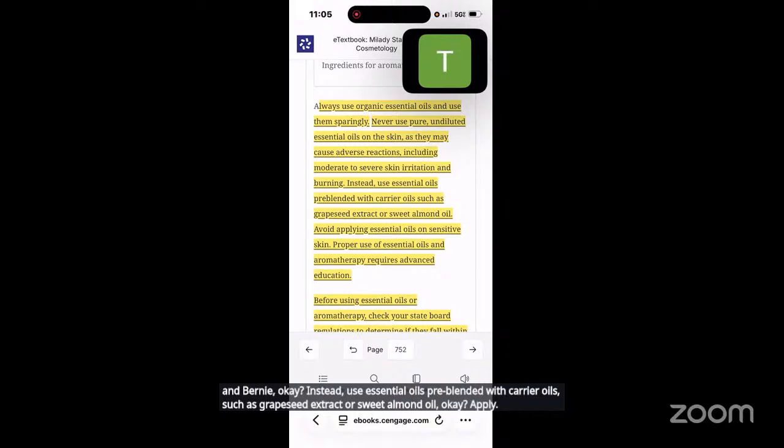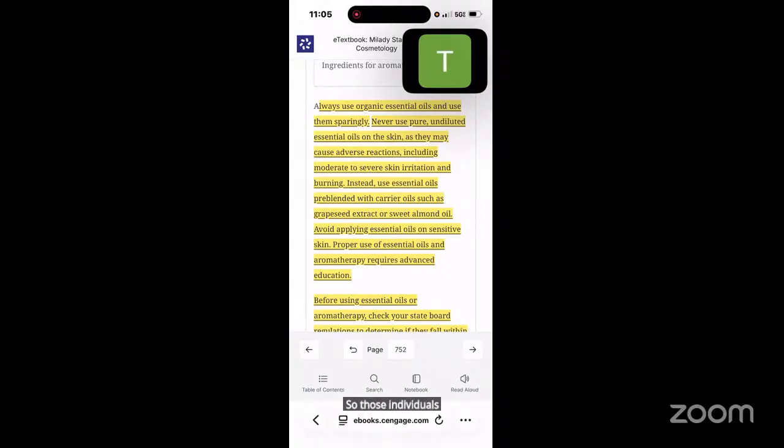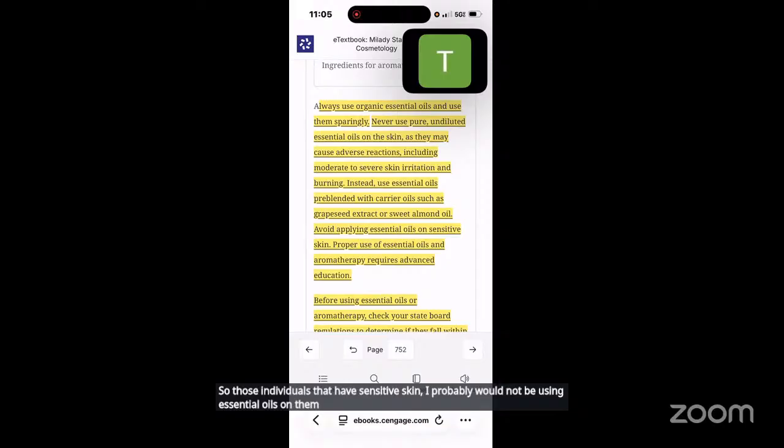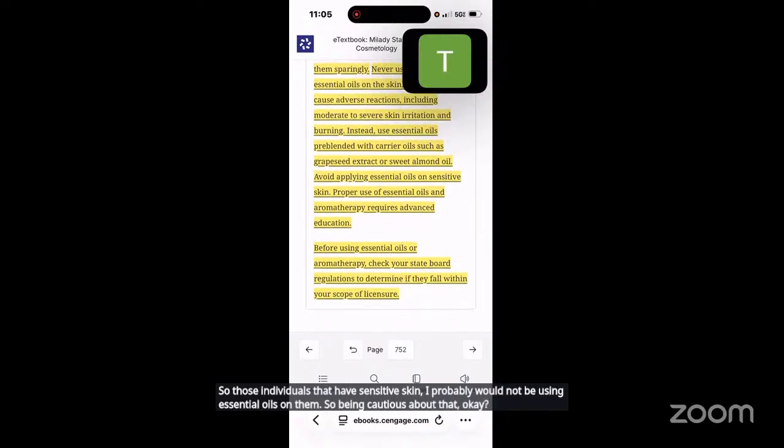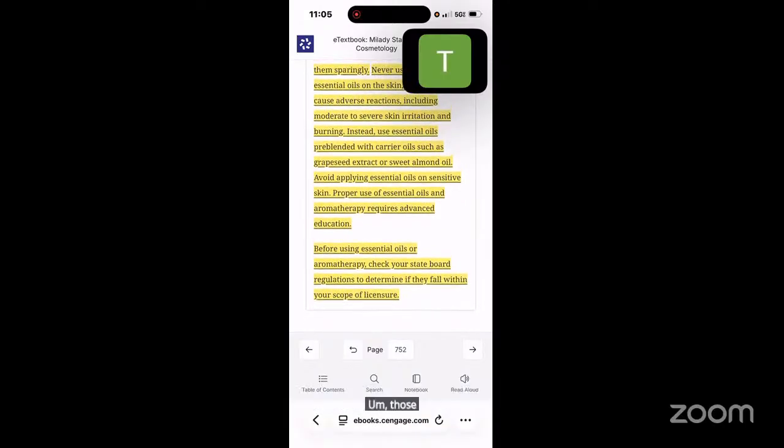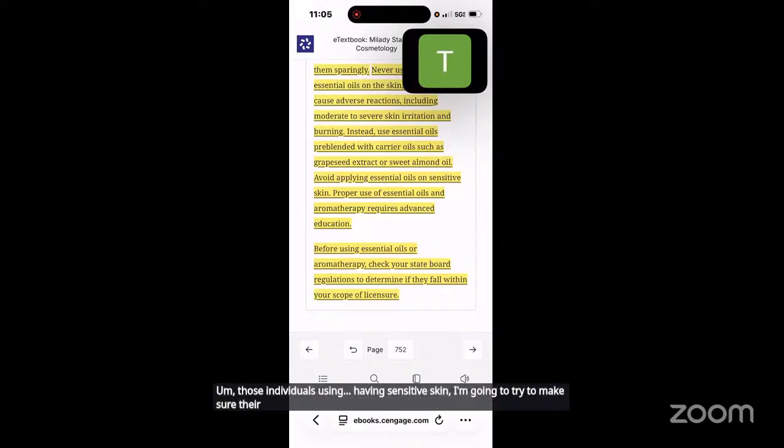Avoid applying essential oils on sensitive skin. For those individuals that have sensitive skin, I probably would not be using essential oils on them, so being cautious about that. For those individuals with sensitive skin, I'm going to try to make sure their skin has no fragrance, no nothing, as clean as possible. Proper use of essential oils and aromatherapy requires advanced education.